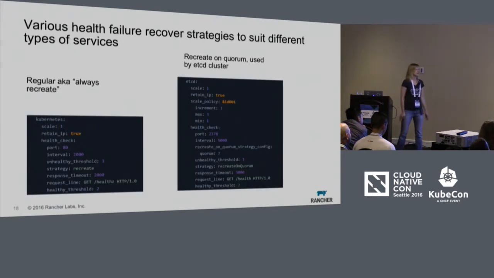We also have different health check strategies based on your application. So for example, the regular one: just replace the container. You shouldn't worry about anything, if it's dead, it's going to be replaced. But when it comes to services like etcd, where maintaining the quorum is crucial, that's where the recreate on quorum strategy is very useful. Don't recreate unless your quorum is maintained. Once your quorum is lost, just leave the application around, don't do anything, because you can mess with the etcd data. We leave it up to you to recover it.